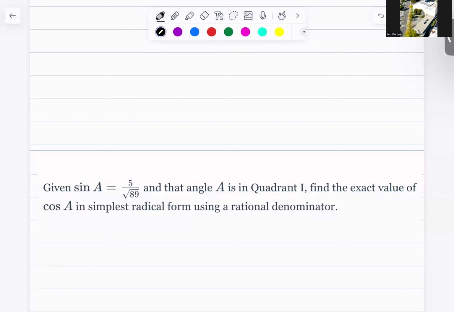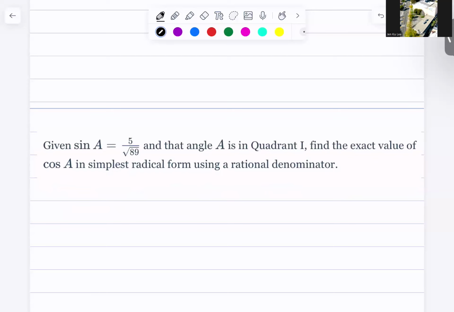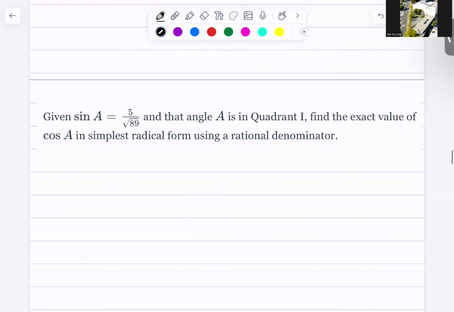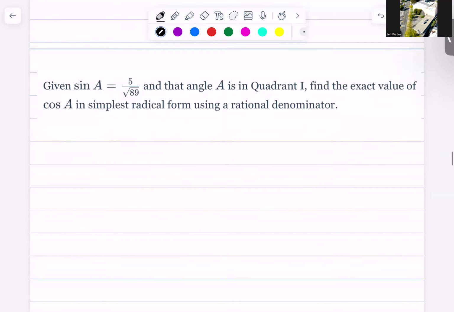So this is a second video of the same lesson. I'm going to go over a handful of examples here. We're given sine of A equals 5 over square root of 89, and that angle A is in quadrant 1. Find the exact cosine value in simplest radical form using a rational denominator.